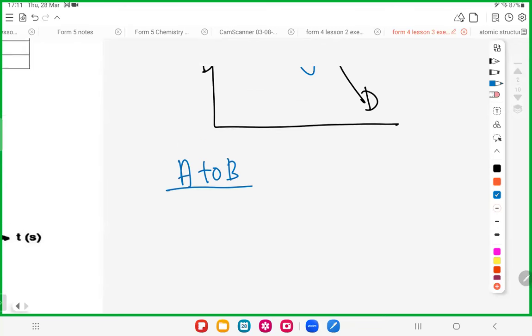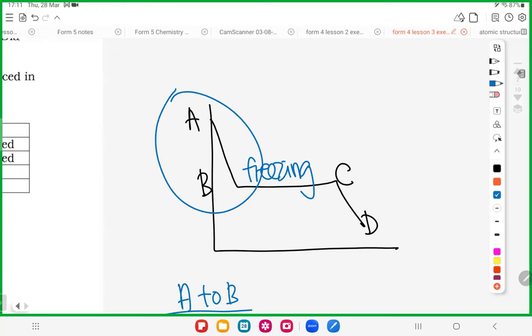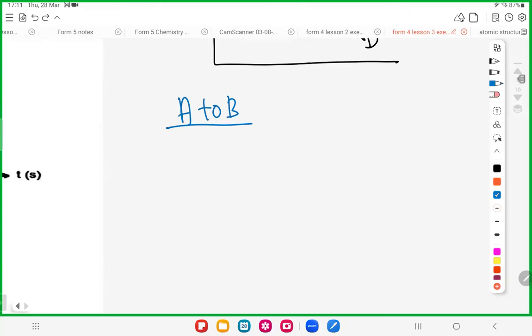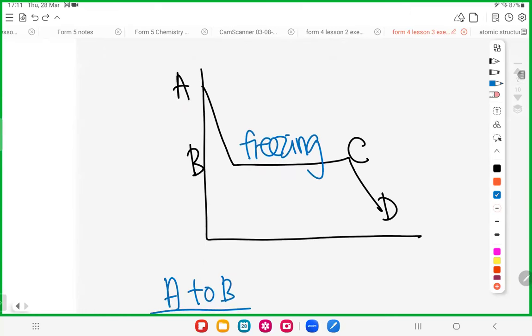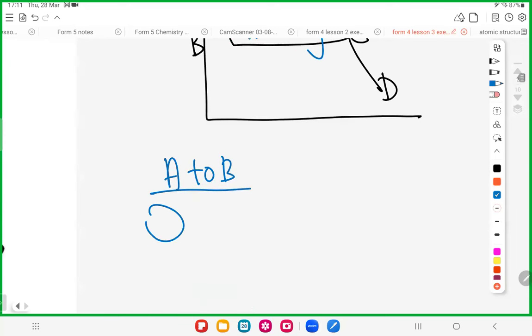So from A to B, what happened? When you cool down the substance, remember, in a cooling curve you are always cooling down the substance. What happened? The substance will lose some energy. What is the substance here, everyone? Before the freezing takes place, everything is liquid. So you have liquid. Let's draw some liquid first. So this is liquid.